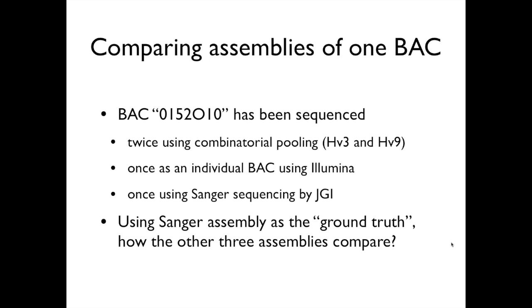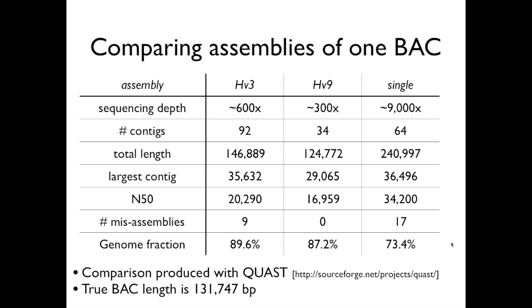So we can take the Sanger sequencing as the ground truth. It was a single contig, so we expected that to be the true answer. And so we look at how these three other assemblies compare to that for this particular BAC. Again, this is one data point, so we cannot necessarily make the same conclusions for all of them, but we think that might be the case.